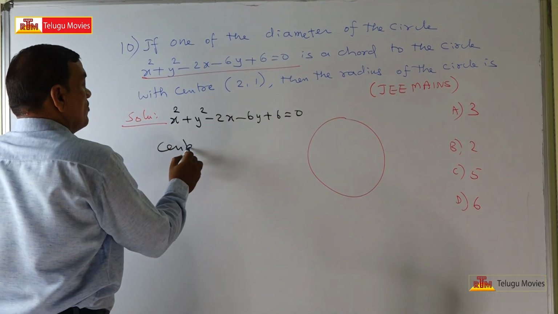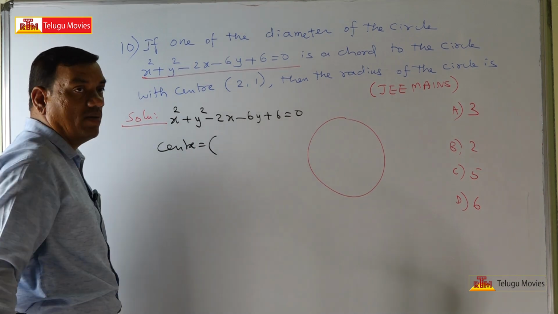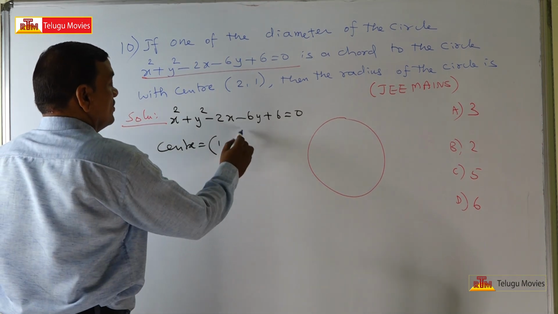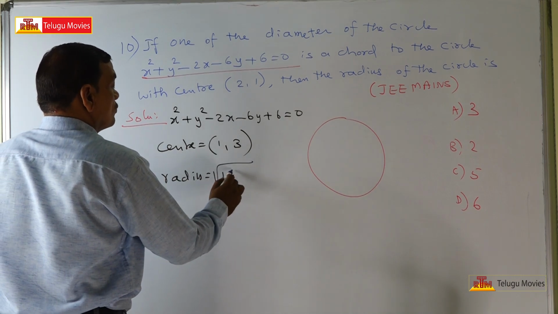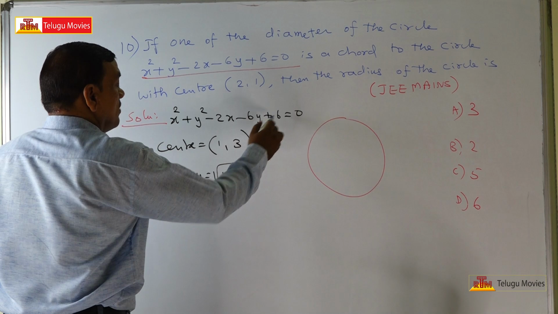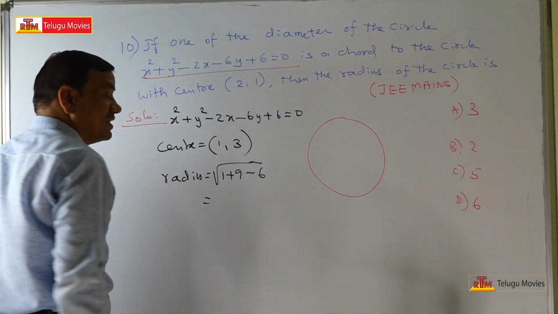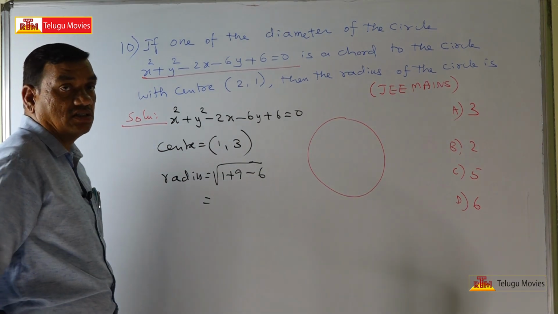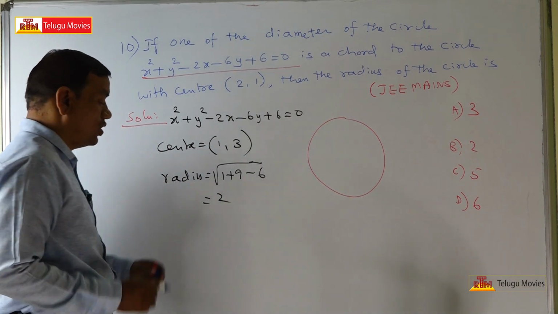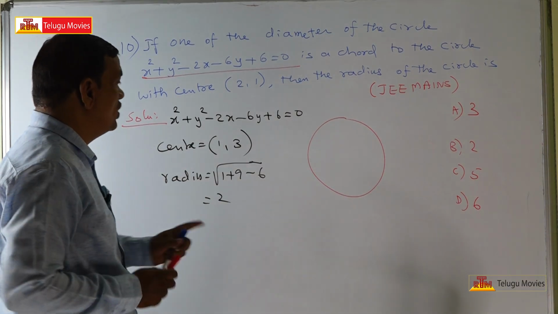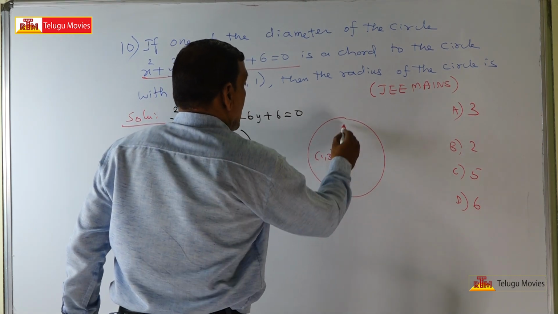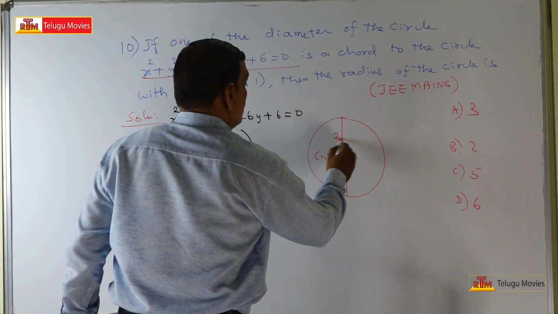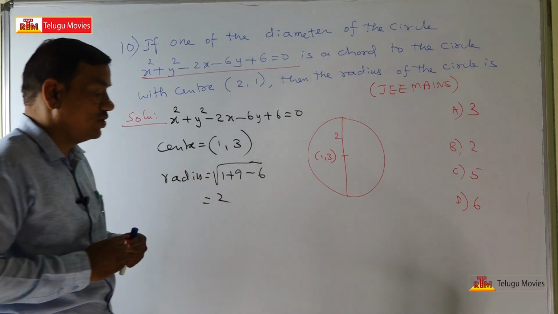What is the center of this circle? It is minus g comma minus f, that is 1 comma 3. What is the radius of the circle? Root of g square plus f square minus c. This is equal to 1 plus 9, 10, 10 minus 6, 4, this is 2. So, now on the whole, the center of this circle is 1 comma 3 and the radius of this circle is 2.